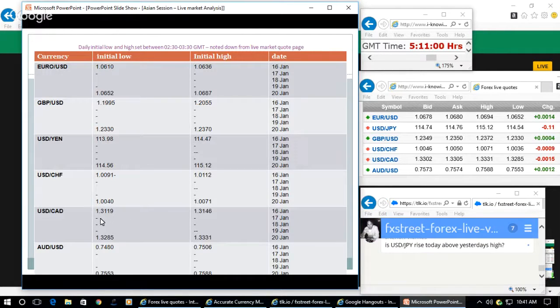In Canadian dollar, 1.3285 was the low and 1.3331 is the high. They have not breached the low or the high. And Australian dollar, 0.7553 is the low.